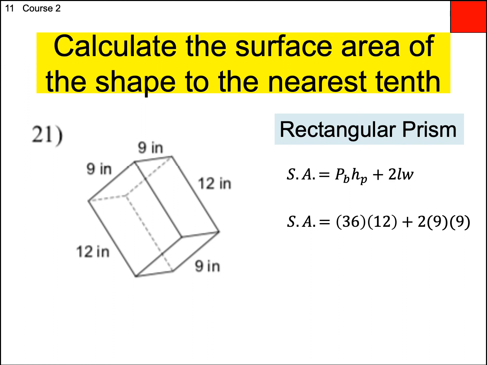Type all those into your calculators exactly. Now, if you have a scientific calculator, you can do this. If not, you need to do each one of those calculations separately: 36 times 12, and then 2 times 9 times 9, and then add the two answers together. With a scientific or a graphing calculator, you can type those numbers in exactly the way they appear. Remember, scientific calculators can do PEMDAS. Regular cheap calculators will not do order of operations.